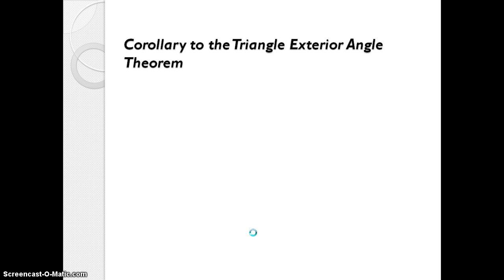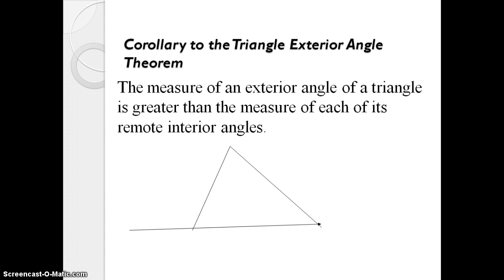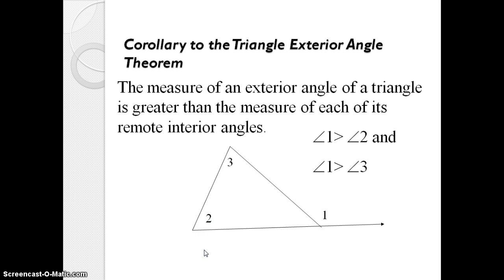Now we're going to learn a corollary to the triangle exterior angle theorem. The measure of an exterior angle of a triangle is greater than the measure of each of its remote angles. The last theorem that we learned about an exterior angle was that it was the sum of these two angles. Well, if it's the sum of the two angles, then that means that this angle would be bigger than one of them, or this angle would be bigger than the other one. So all this is saying is that angle 1 is greater than angle 2, and angle 1 is greater than angle 3.